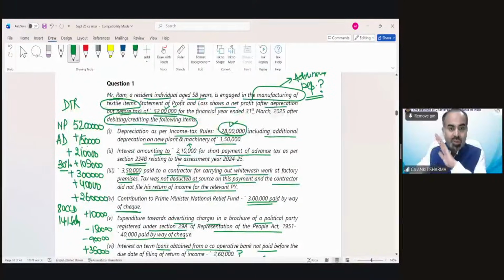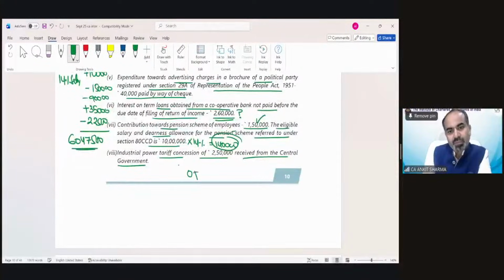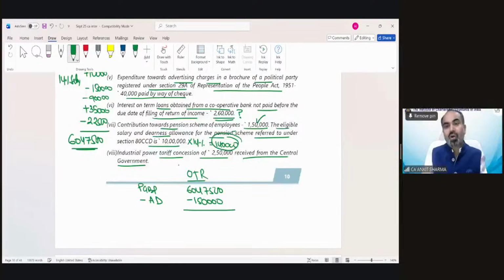Clear, students? So this was the treatment under the default tax regime. Now under the optional tax regime, we will take the profit as per the default tax regime, 60,47,500. There's only one extra treatment needed under the optional tax regime, and that is the allowability of additional depreciation. The additional depreciation we added back, but now we will claim it again to arrive at the correct PGBP under the optional tax regime. That would be 58,97,500.